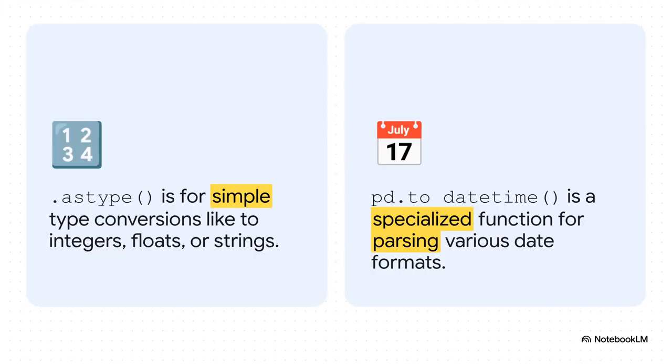Next up, data types. It sounds basic, but it's so important to make sure your numbers are actually numbers and your dates are actually dates. For the simple stuff, .astype is your workhorse. It'll get the job done. But when it comes to dates, dates are tricky. They come in all sorts of crazy formats. That's when you call in the specialist, pd.to_datetime. It's incredibly smart and can usually figure out what you mean, no matter how weird the format is.